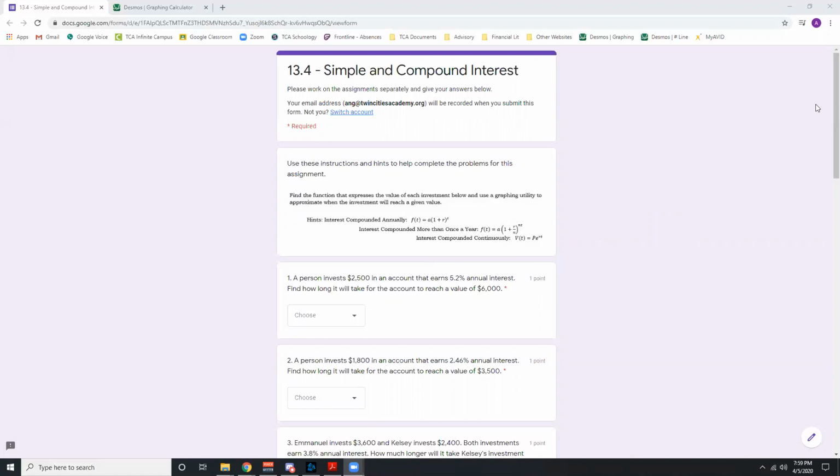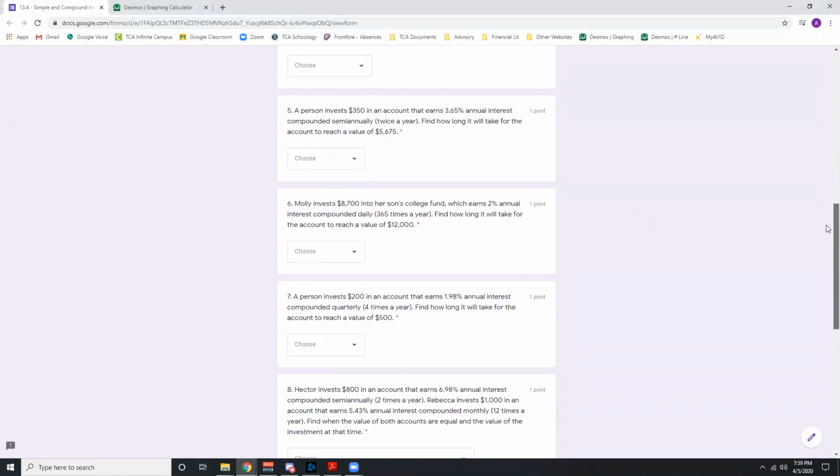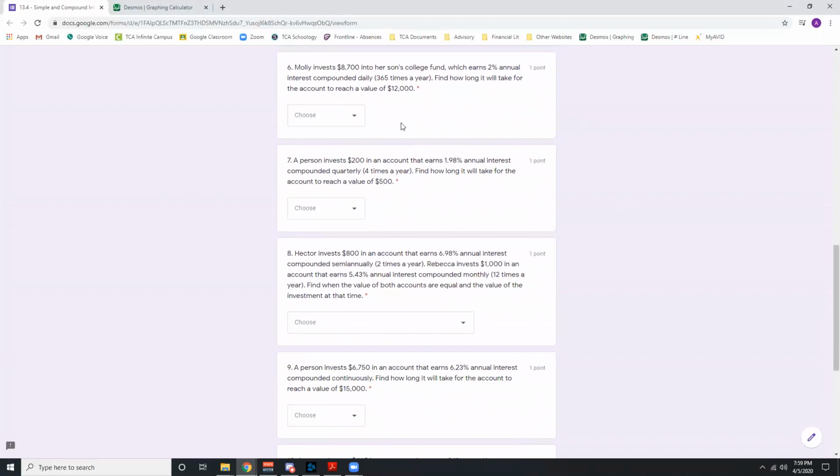So let's take a look at one of these problems. Let's say number 6. Molly invests $8,700 into her son's college fund, which earns 2% annual interest compounded daily. So that's 365 times a year. Find how long it will take for the account to reach a value of $12,000.